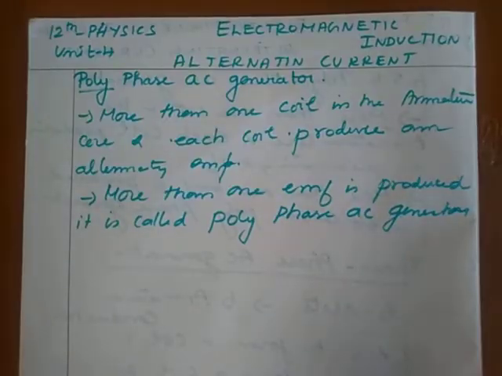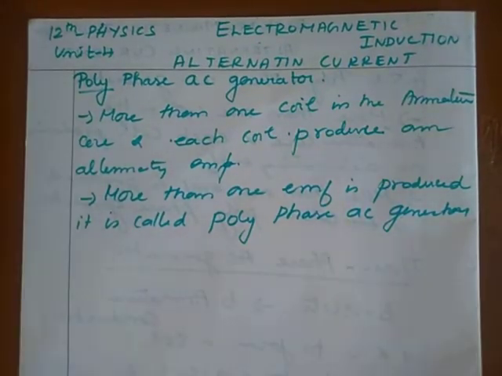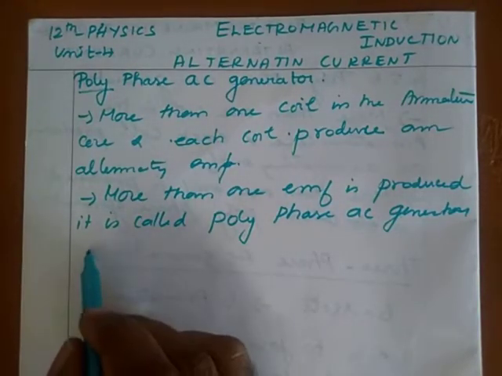If the generator produces two alternating EMF, then it is called a two-phase AC generator. If it produces three alternating EMF, that can be stated as a three-phase AC generator. Here, let us see the three-phase AC generator.